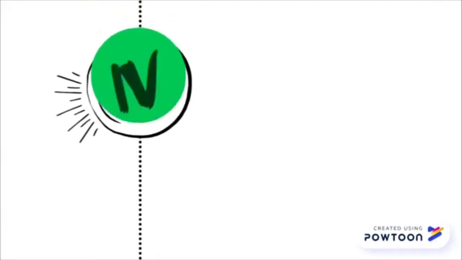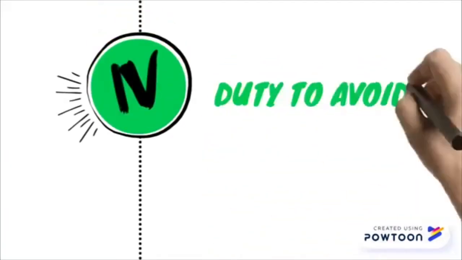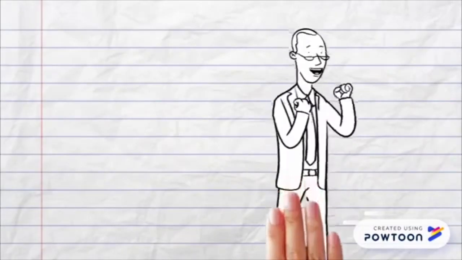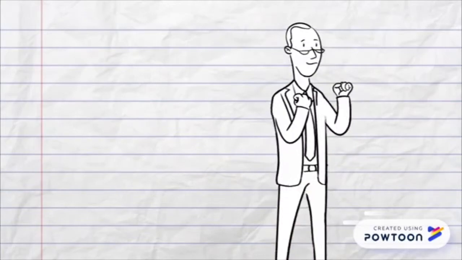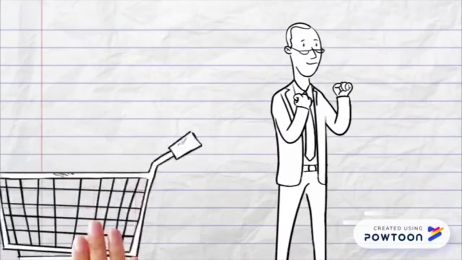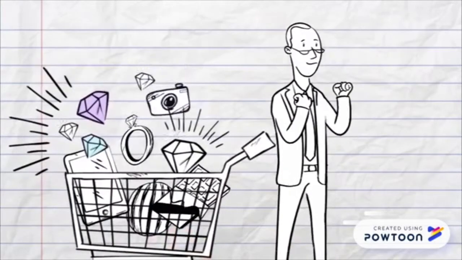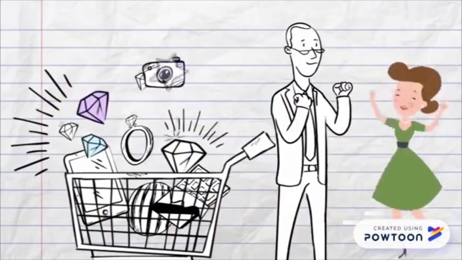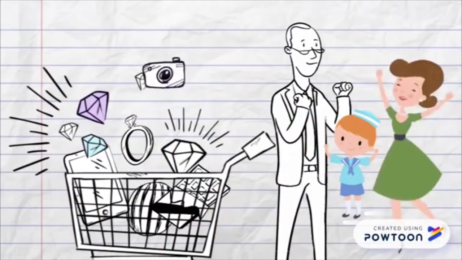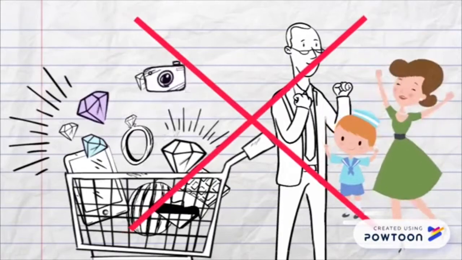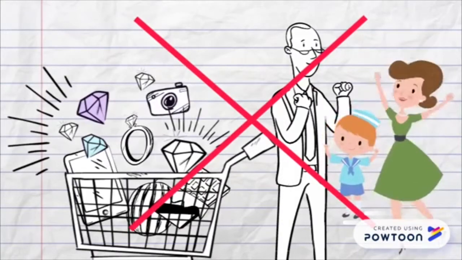The last duty of directors is to avoid conflict of interest. Directors are obligated to promote the interests of the company above and apart from their own personal interests. When a conflict exists, it is the director's duty to give preference to the interests of the company.